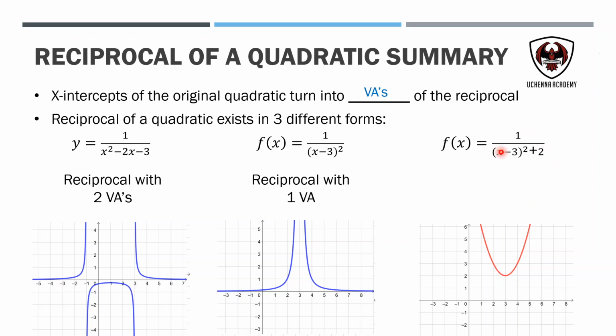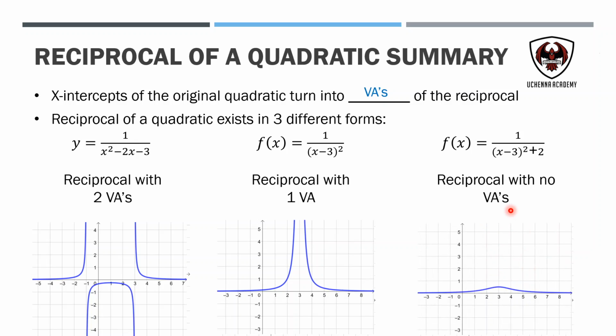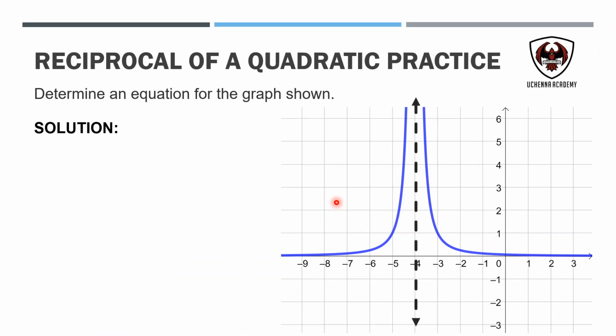And then the third example is vertical asymptotes that are absent. So there's no vertical asymptotes at all. And that function, the reciprocal function, will look something like this. So it is really helpful to know what the original function looks like, and that can help us graph the reciprocal function. And the huge difference between the 3 cases is the number of vertical asymptotes.